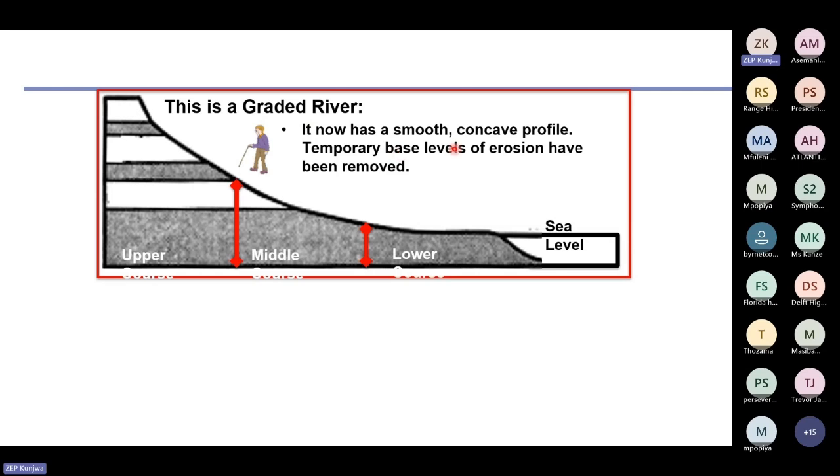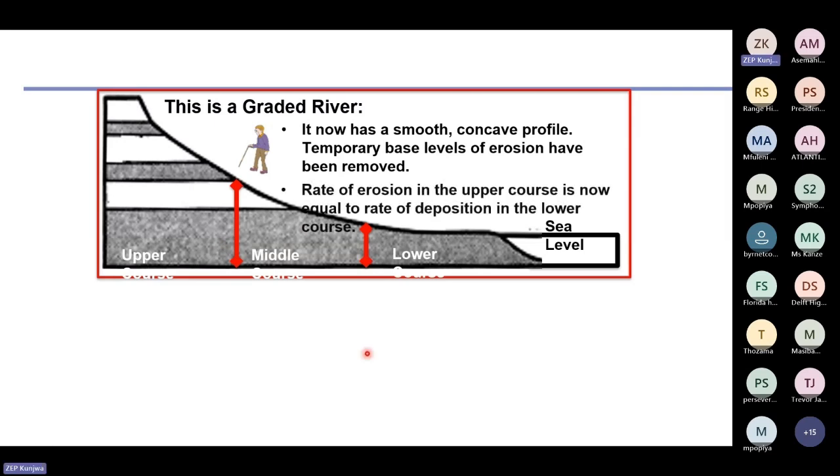So as I said to you, it's a smooth concave profile. And then it has a temporary base level of erosion that has been removed. We're going to explain that when we talk about the ungraded profile, because you need to see what I'm talking about there.